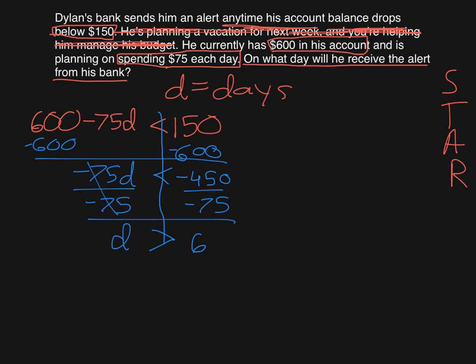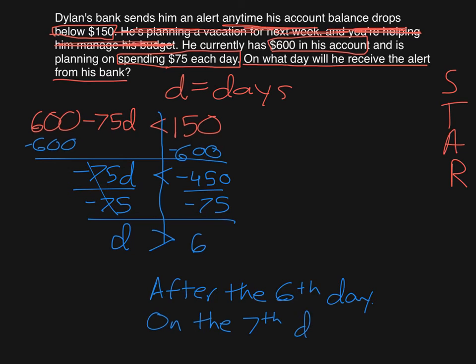So to answer the question, on what day will he receive the alert from the bank, he will receive it after the 6th day, not before. After the 6th day. Another way we could say that is on the 7th day, right? He's not getting it on the 6th day because D isn't equal to 6. D is greater than 6. So he will receive it on the 7th day.